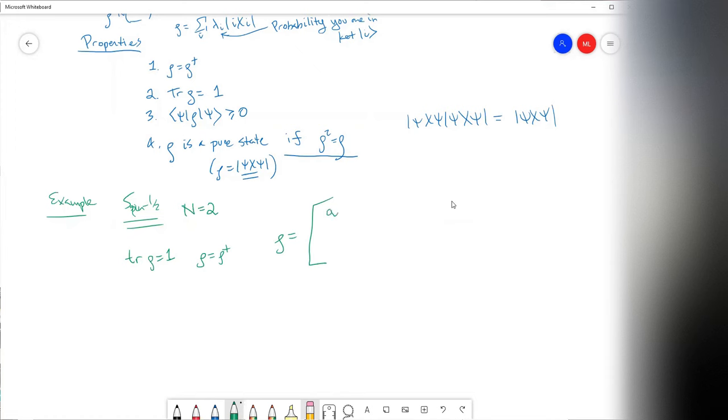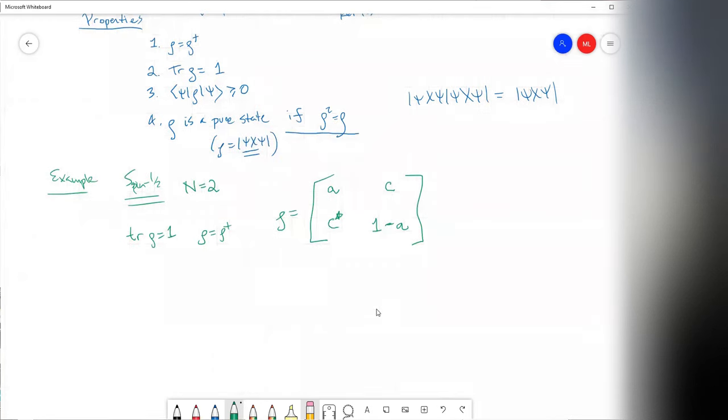If this is an A, then this must be 1 minus A because of the trace. And it's Hermitian, so A is real. And then the only other possibility is an off-diagonal term, but if that's C, some complex number, this must be C star because it's Hermitian. So already the state of a spin 1/2 particle, the most general state incorporating all kinds of uncertainties, is down to just 3 numbers, the real and imaginary parts of C and A.